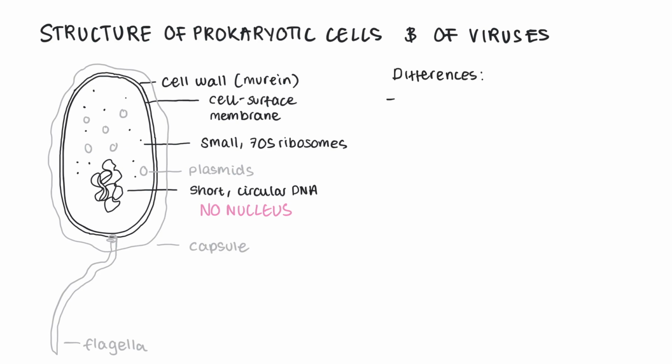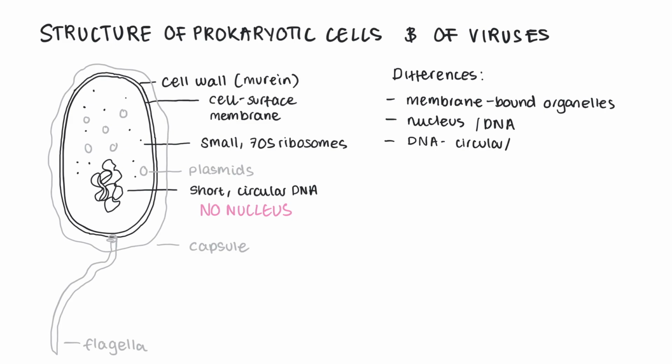So to summarise the differences then, the prokaryotic cells don't have any membrane-bound organelles, for example, no mitochondria, no endoplasmic reticulum. They have no nucleus containing DNA, however their DNA is just floating free in the cytoplasm. The structure of their DNA though is different, so it's circular, whereas in eukaryotic cells it's linear, and also it's not associated with proteins. It's also much shorter.